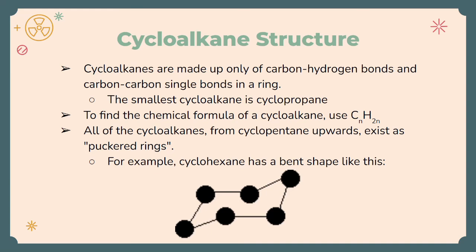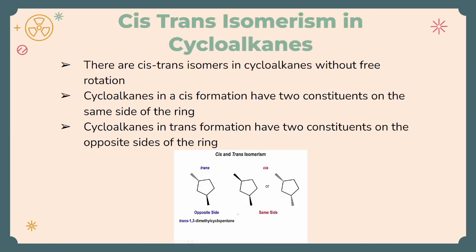All of the cycloalkanes from cyclopentane upwards exist as puckered rings. For example, cyclohexane has a chair shape like this, which looks like a lawn chair. There are cis-trans isomers in cycloalkanes without free rotation. Cycloalkanes in a cis formation have two substituents on the same side of the ring, whereas cycloalkanes in trans formation have two substituents on opposite sides of the ring.